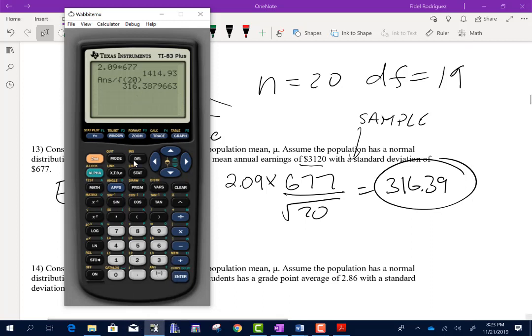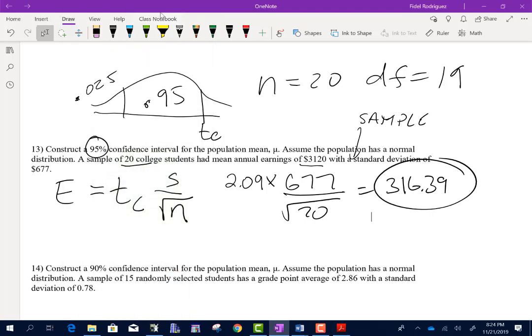Somebody said no. Okay, so notice what I did. I just took my calculator, 2.09 times 677, and then I divided by the square root of 20. Sorry, my handwriting's horrible. The reason I wrote 316.39 is that the problem is about money, isn't it? That's why I went to 39 cents, because it's money.